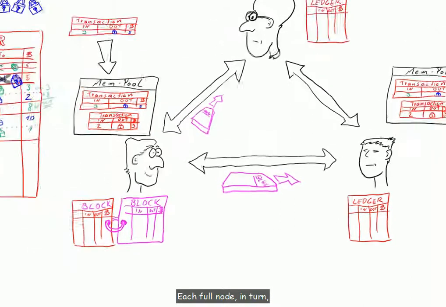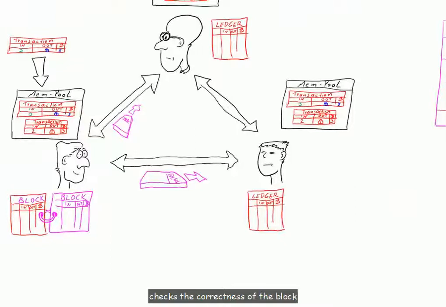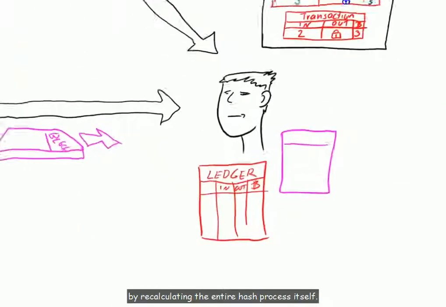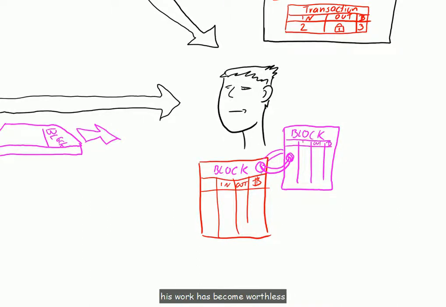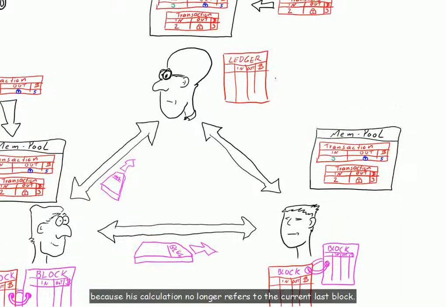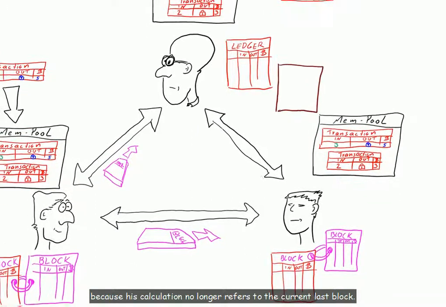Each full node, in turn, checks the correctness of the block by recalculating the entire hash process itself. If the node encounters the same block hash, the block is correct. Then he adds the new block to his own blockchain. If this node deals with a miner who has himself searched for a valid block, his work has become worthless because his calculation no longer refers to the current last block.